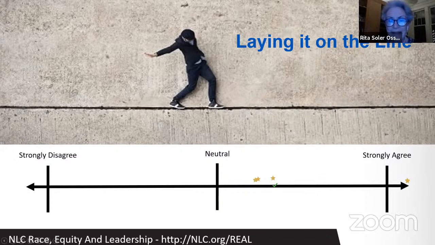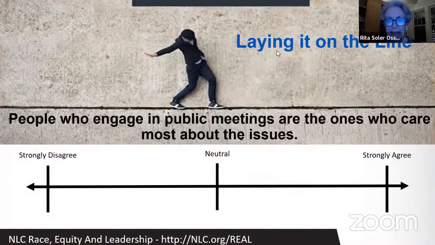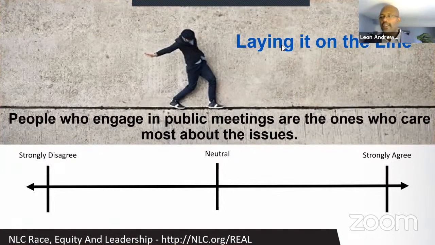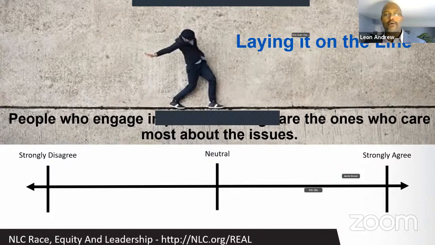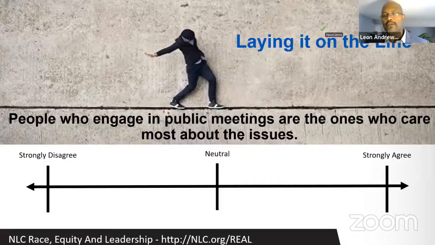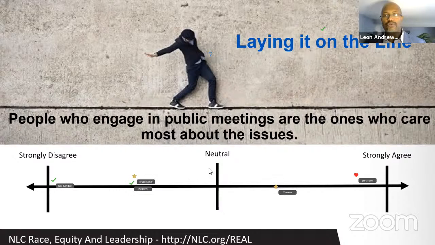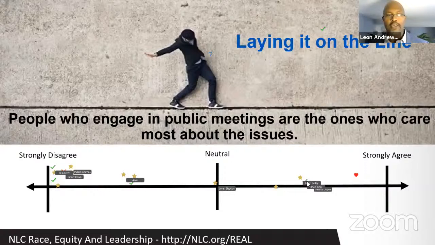The first statement is: people who engage in public meetings are the ones who care most about the issues. People who engage in public meetings are the ones who care most about the issues. Do you strongly disagree with that statement? Are you leaning that way? Are you neutral? Are you leaning agree? All right, so give each of you a chance to kind of, great.